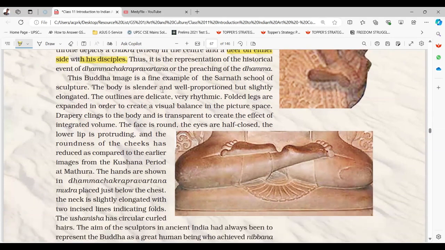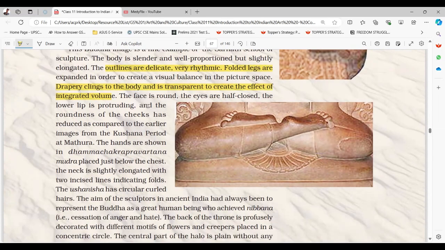The body is slender and well proportioned but slightly elongated. The outlines are delicate, very rhythmic. Folded legs are expanded in order to create visual balance in the picture space. Drapery clings to the body and is transparent to create the effect of integrated volume. The face is round, the eyes are half closed, the lower lip is protruding, and the roundness of the cheeks has reduced as compared to the earlier images from the Kushana period at Mathura.